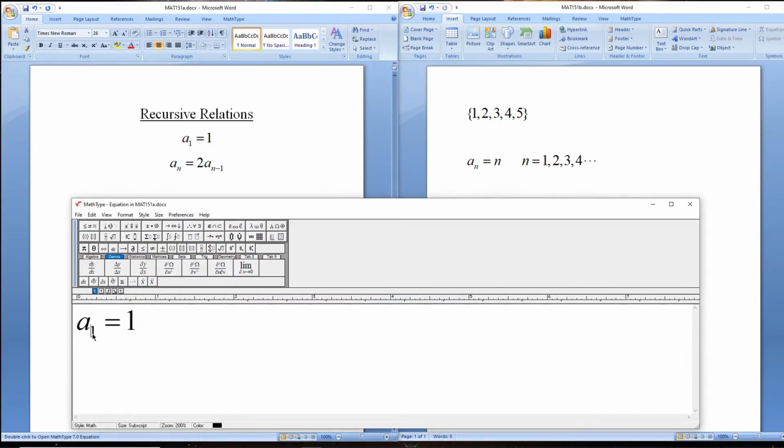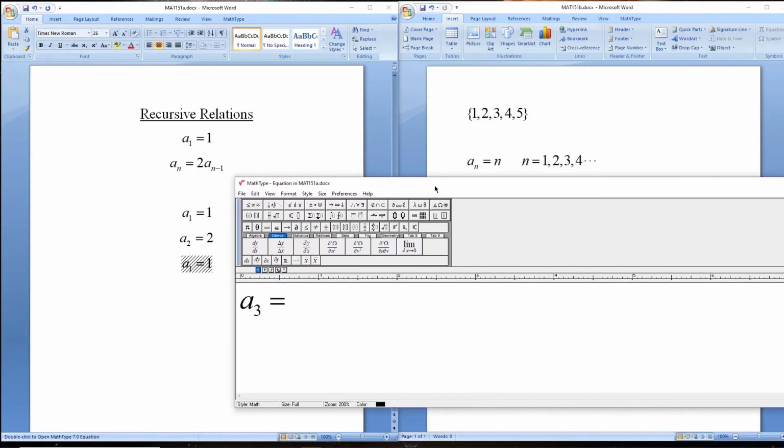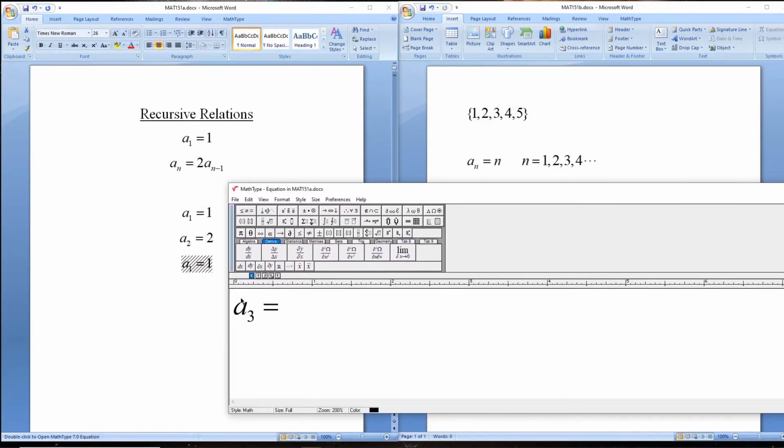What about the third? Well, the sequence tells us that it's always twice times the previous output. So if we have n equals 3, we'll use our recursive relationship here. So when n equals 3, this equals 2 times a sub 3 minus 1, which means a sub 2. And we just figured out what a sub 2 is. A sub 2 is 2. So that's a 2, and then 2 times 2 will get us a 4.